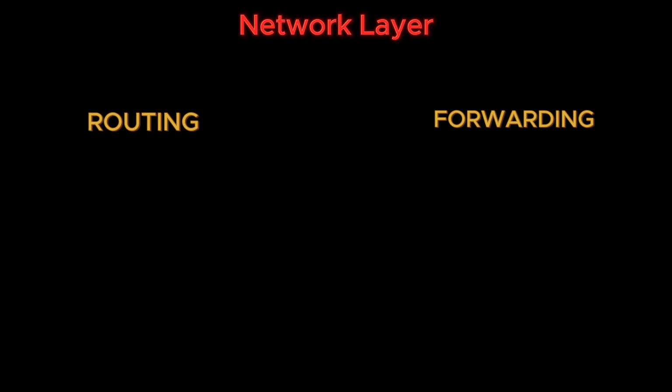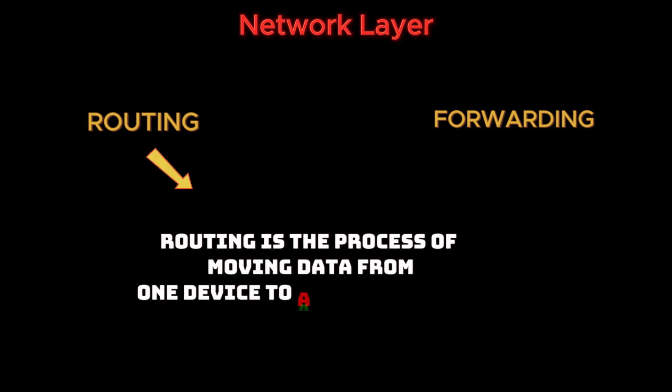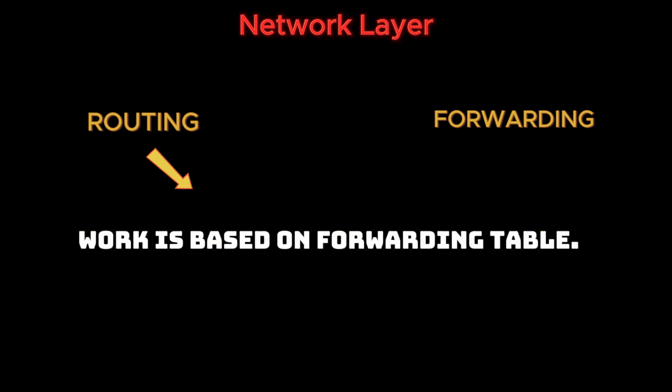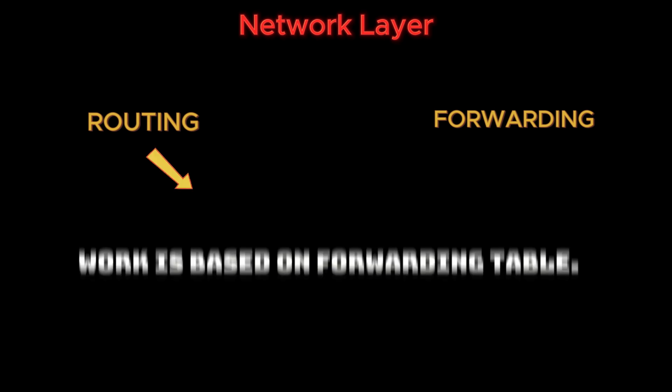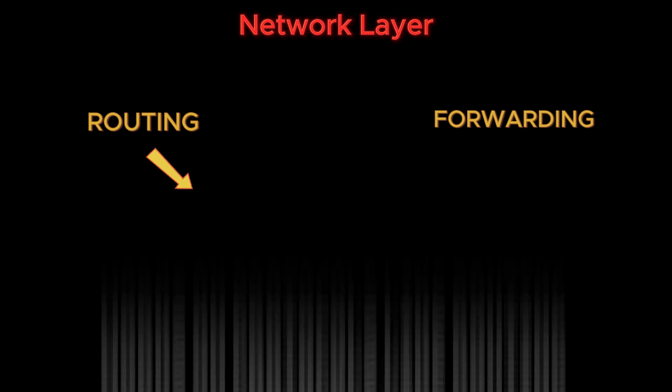Difference between routing and forwarding. What is routing? Routing is the process of moving data from one device to another device. It operates on the network layer, works based on the forwarding table, and works on protocols like Routing Information Protocol. What is forwarding?